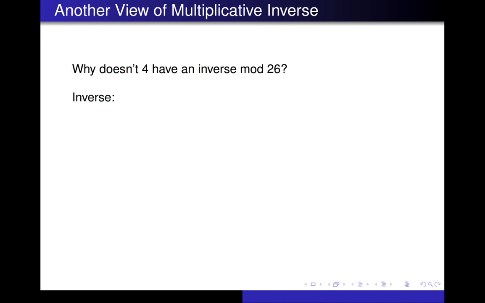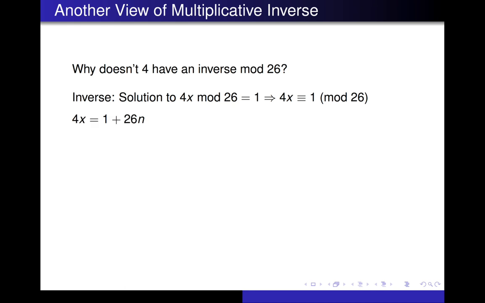Well, if we're trying to find an inverse, here's what we want. We want to multiply 4 by some number, I'll call it x, 4 times x, so that when we take that number mod 26, we get 1. That's exactly what it means to be a multiplicative inverse. Another way of saying that, in terms of congruence, is that the actual number 4x, not mod 26, should be congruent to 1 mod 26.